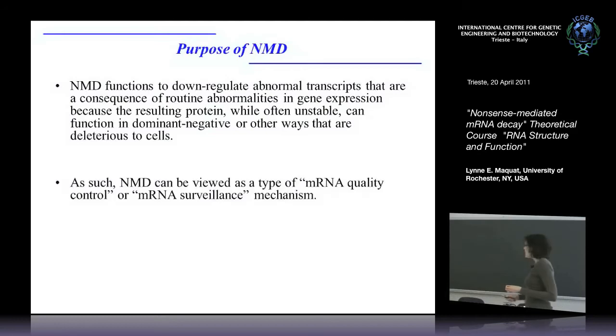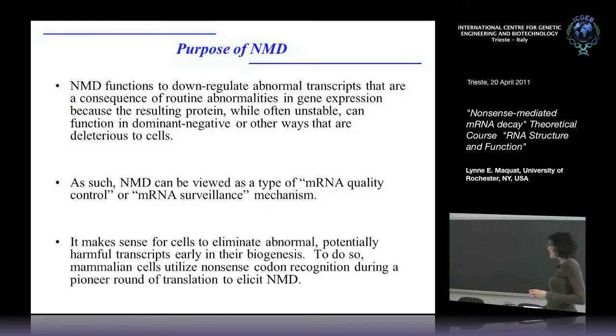Therefore, NMD can be viewed as a type of quality control pathway. People often call it a surveillance mechanism. And when you think about it, it makes sense for cells to survey their mRNA very early in its biogenesis to eliminate early on the production of truncated proteins. And this is what happens in mammalian cells.